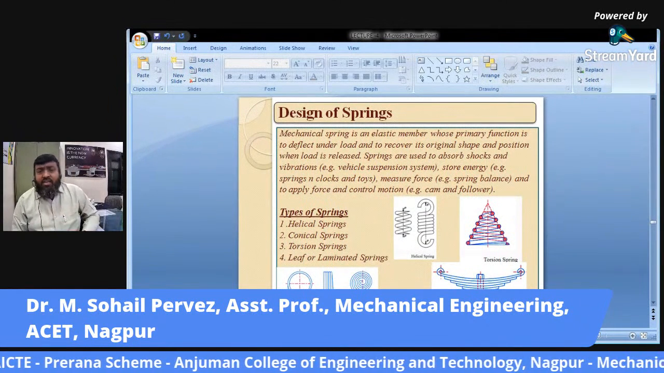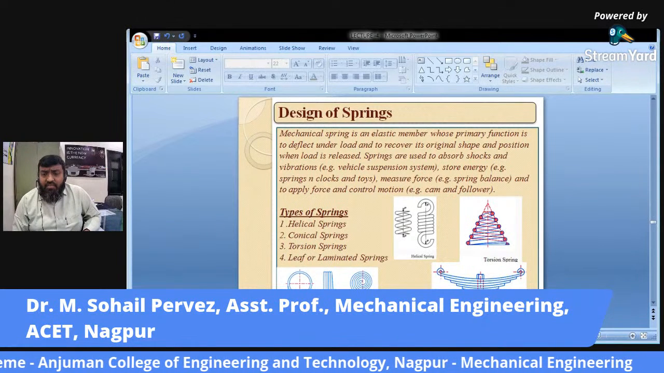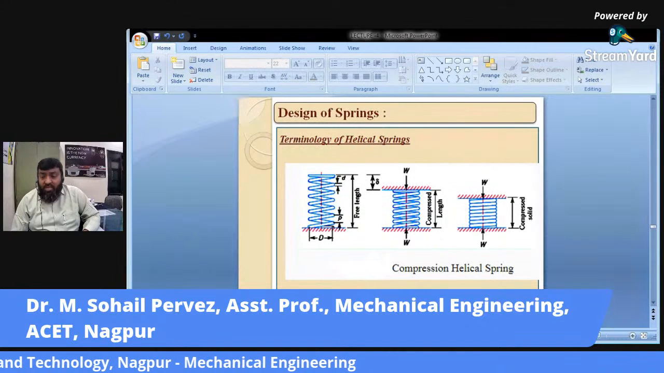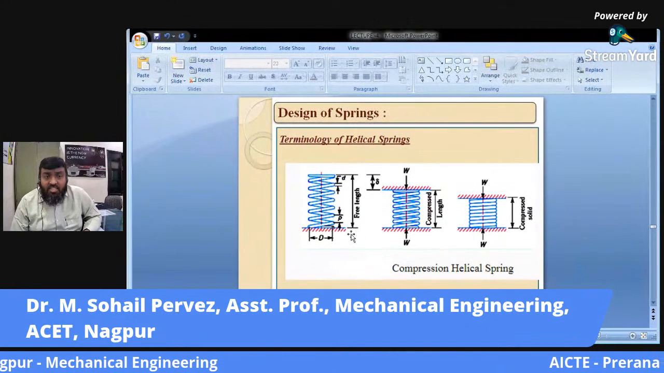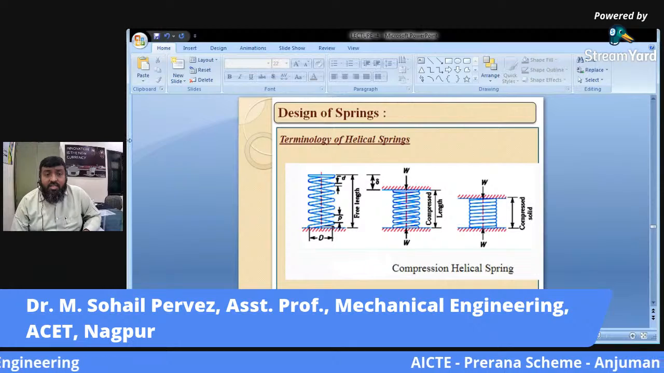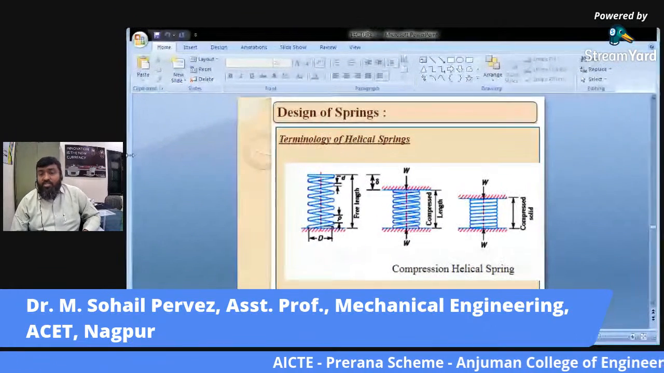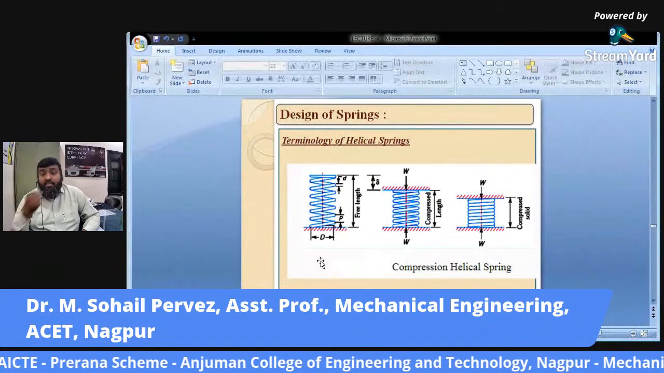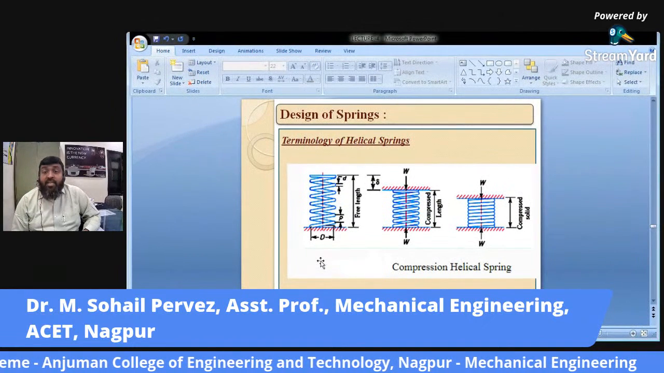So these are some of the diagrams which we are all much aware of. Some of the terminologies of helical compression spring, I just wanted to brief this aspect because this is helpful in designing the helical spring.